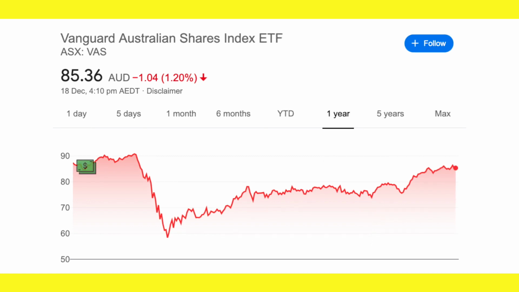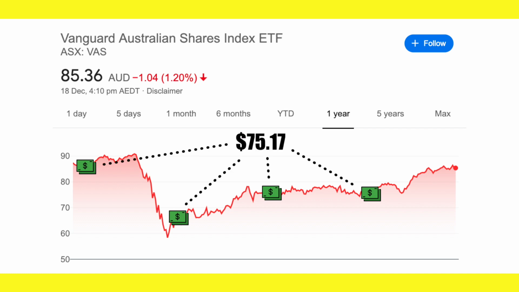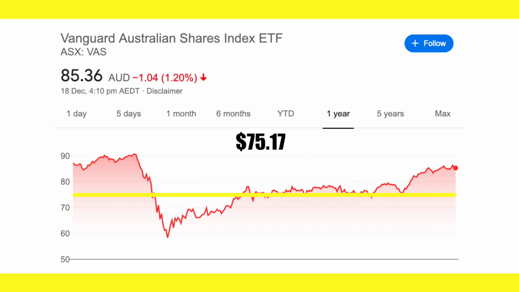Across these 4 points, the average price you've entered the market in is $75.17. Despite some volatility, this reflects the actual value of the ETF fairly closely during this entire time period. This is pretty much the entire purpose of dollar cost averaging.